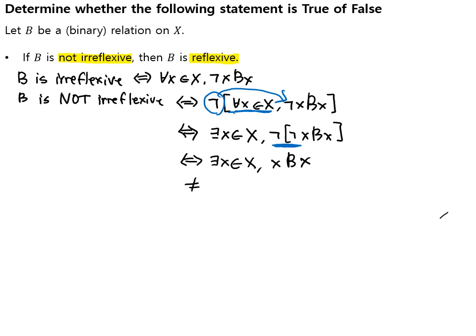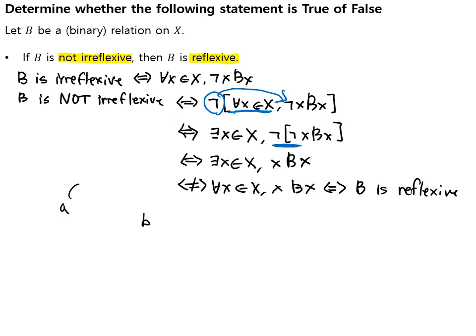And we can see that this is different from saying for all elements x in X, x is related to x, which is the definition of B is reflexive, right? So what this says is that just because a binary relation is not irreflexive, it doesn't imply that B is reflexive. And again, the same picture that we have seen in the previous slide gives a counterexample to the statement.